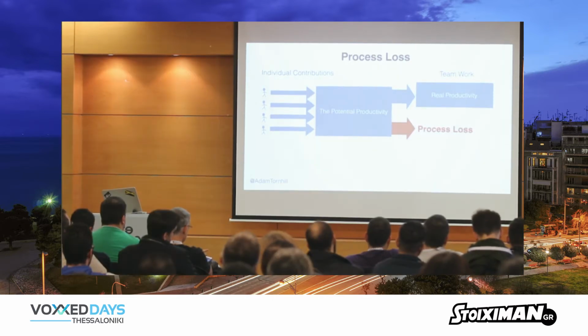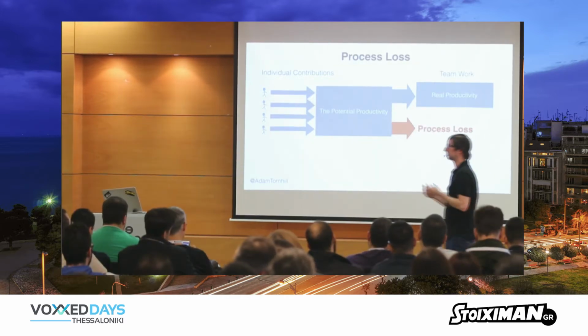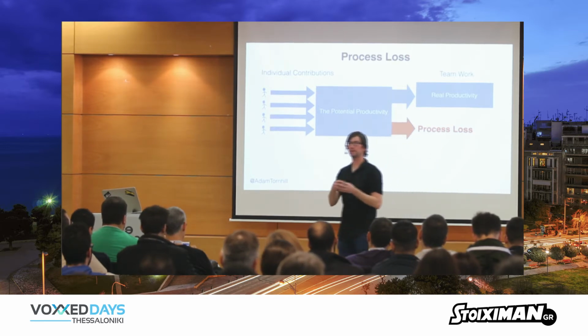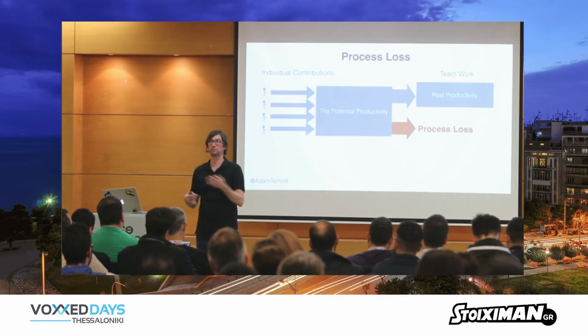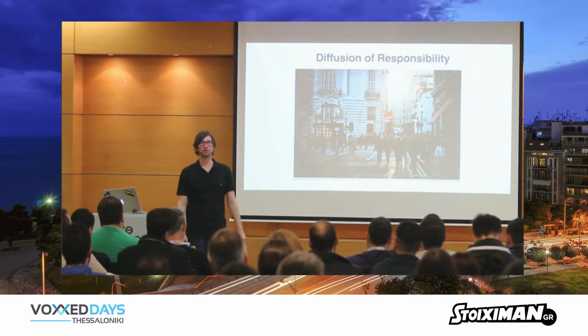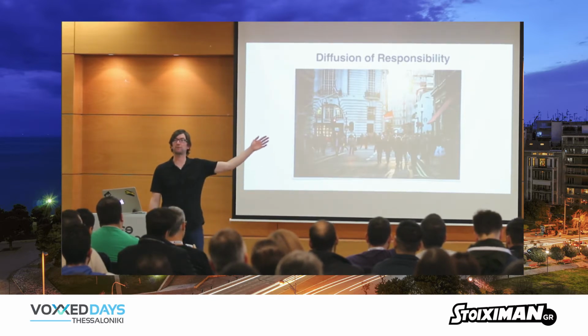Now, the kind of process loss you get depends on the task you do. But I would say in a complex world like software with a lot of interdependence between the tasks, most of our process loss is probably due to communication and coordination overhead. Another reason for process loss is what social psychologists call diffusion of responsibility.